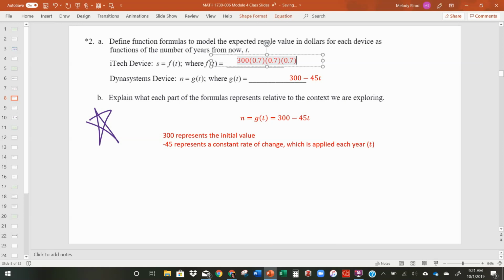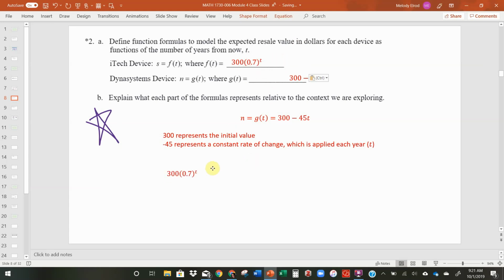Or 0.7 times 0.7 is 0.7 squared. So we've got this exponential model at play here. And so we end up with 300 times 0.7 raised to the t value. So let's take this and let's analyze its bits and pieces.